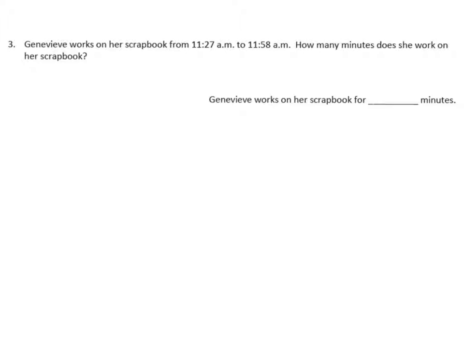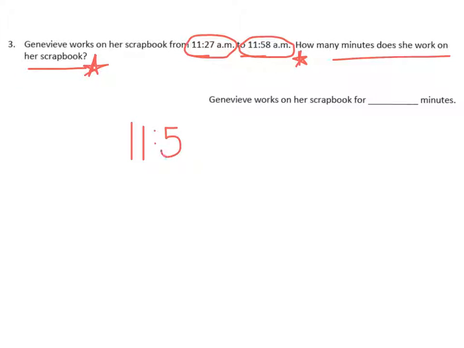Let's take a look at number 3. It says Genevieve works on her scrapbook from 11:27 a.m. to 11:58 a.m. How many minutes does she work on her scrapbook? What do you think we're going to have to do with the two times? Add, subtract, multiply, or divide? We're actually going to have to subtract, just like we have been doing so far. So we're going to take 11:58 and subtract 11:27.